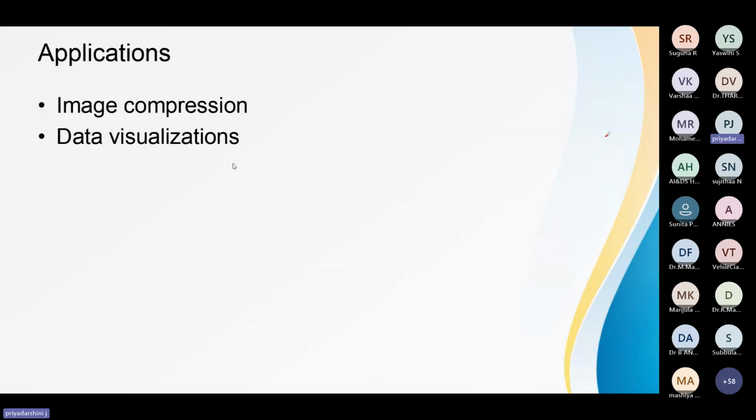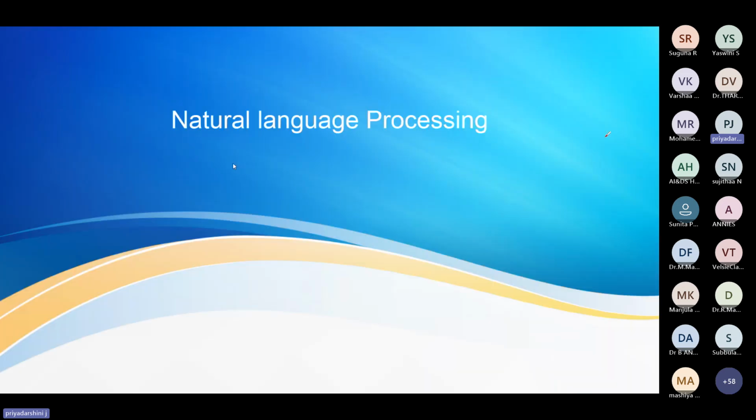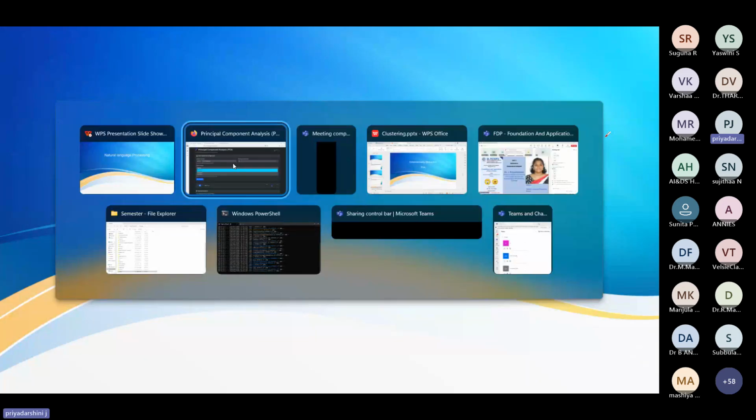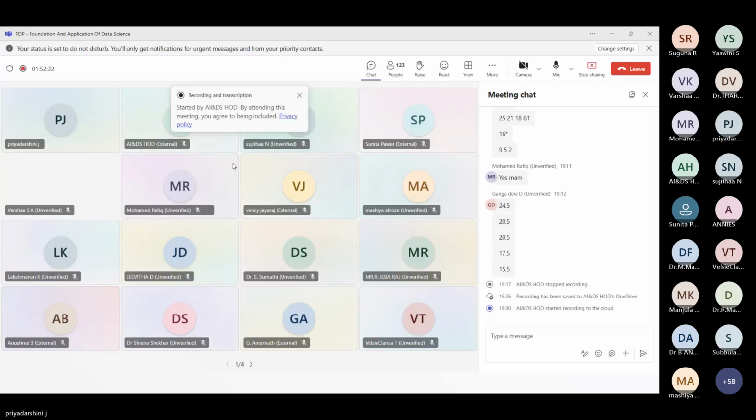Where it can be applied is basically image compression and data visualization. Now with that, your ML is coming to an end. Stepping on with the second session, natural language processing. Like ML, NLP and LLMs are becoming trending topics right now. Can anybody say why? You can put it in chat or open up, anything is fine. Why do you think LLM is becoming a trending topic like AI and ML?